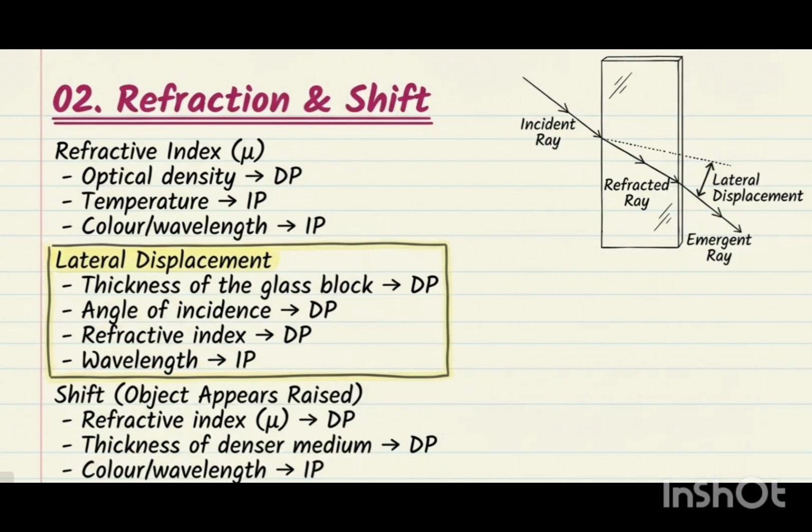The relationship between the angles of incidence and refraction is described by Snell's law. The refractive index of a medium depends mainly on its optical density, temperature, and the wavelength of light. Another interesting phenomenon related to refraction is total internal reflection. This occurs only when light travels from a denser medium to a rarer medium and the angle of incidence becomes greater than the critical angle.